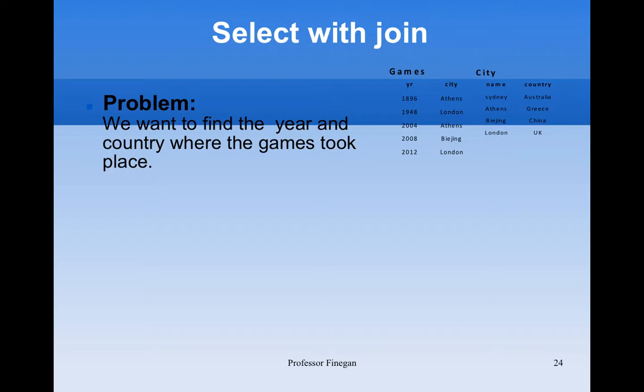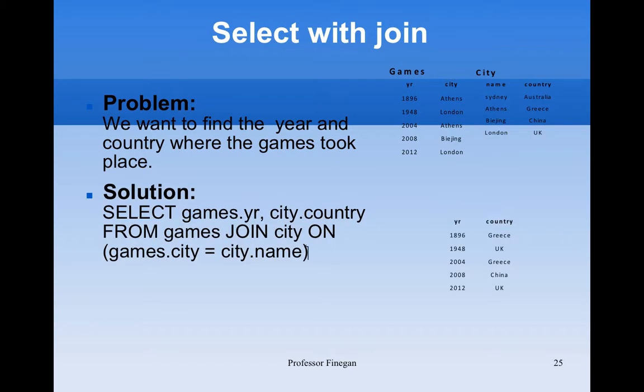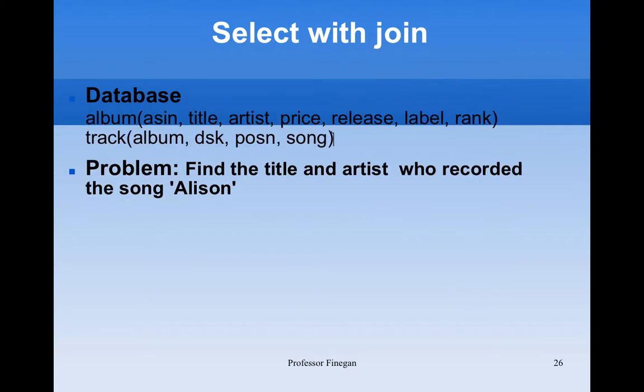Another reminder from a join perspective. What if I want to look at the games table and the cities table and find the year and country where the games took place? Since I don't have it in the same table, I'll be using a join statement. So from this perspective, I'll be using a select games and year, city and country from games, and then I'd be joining that to city on where the game city equals the city name.